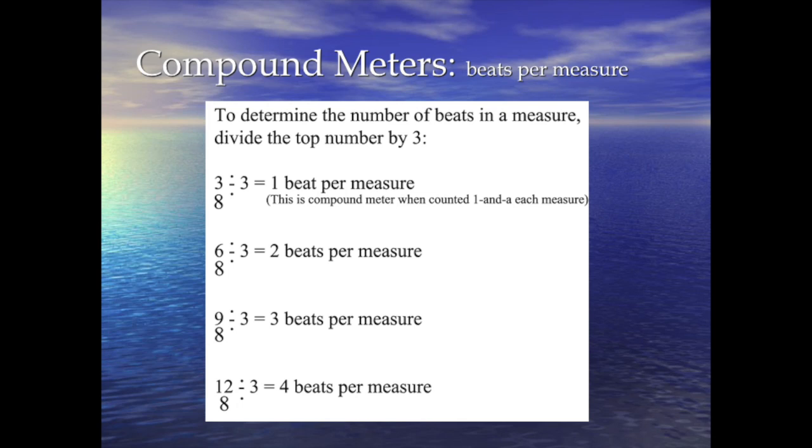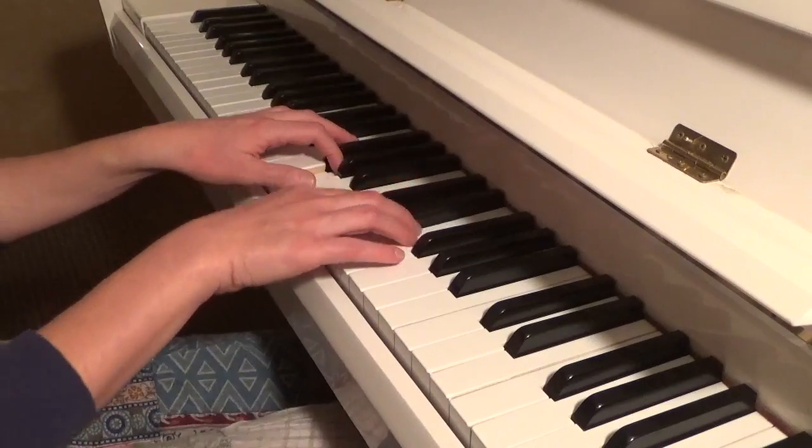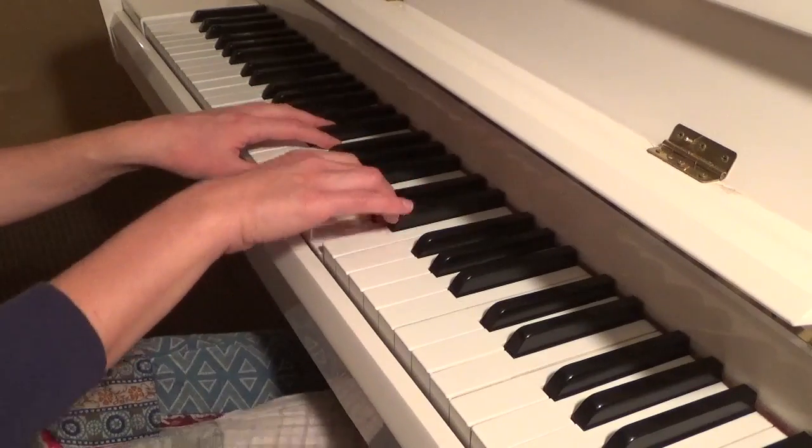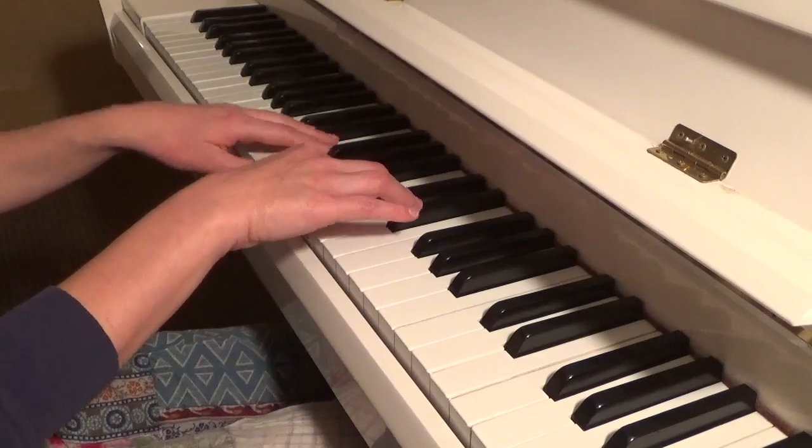But we have to figure out how to calculate the beats. So if you look at the next slide, you take that top number and you divide it by 3. The top number will always be divisible by 3, because it's showing the beat subdividing into 3. So if there's one beat, the top number is 3. Divide that by 3, and you get 1 beat per measure. I'll give you an example. That would be like 1 and 1 and 1 and.